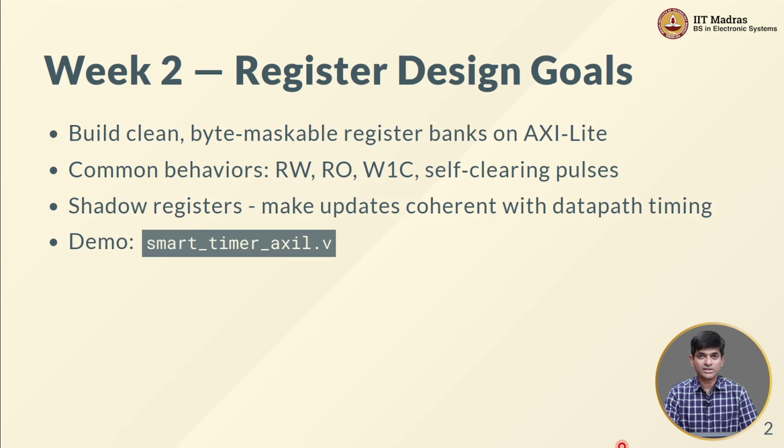We will also bring in the concept of what are called shadow registers, which are useful when we want to update the behavior of a piece of hardware, but we also want to make sure that it does not disrupt what is currently happening inside the hardware. And all of this will be coupled with a demonstration of a piece of RTL code written in Verilog, which we will first walk through and then simulate using Cocotb to see how it works.